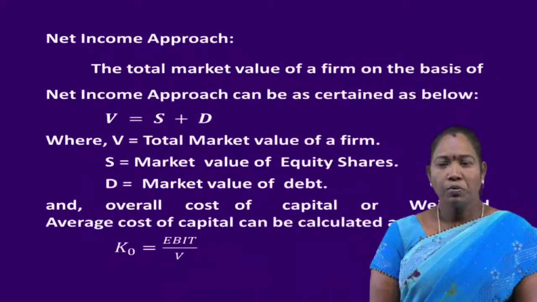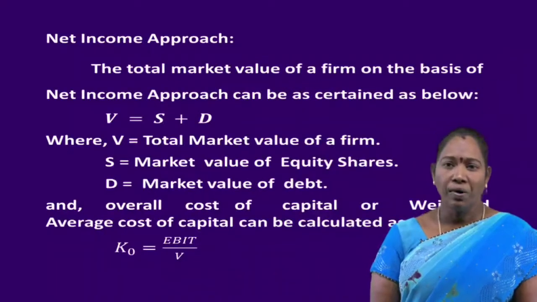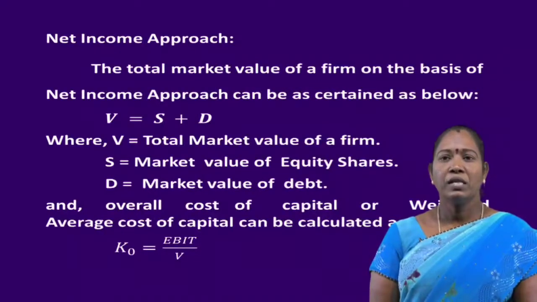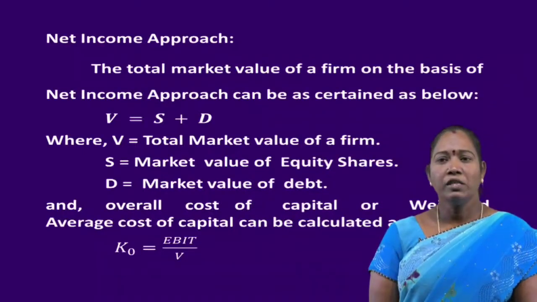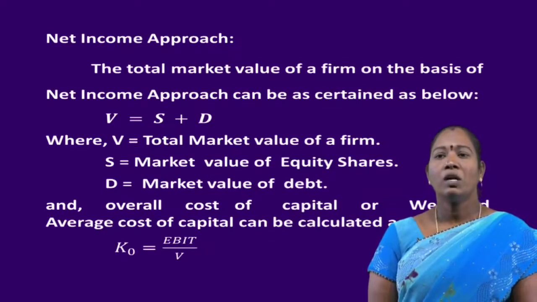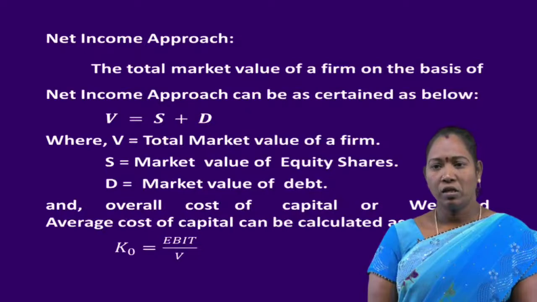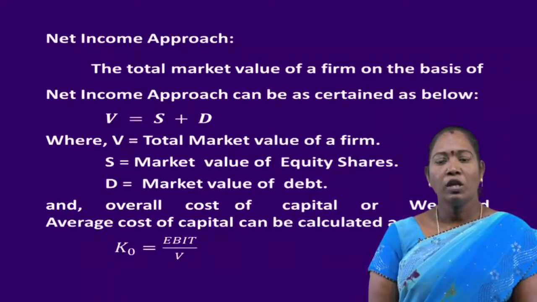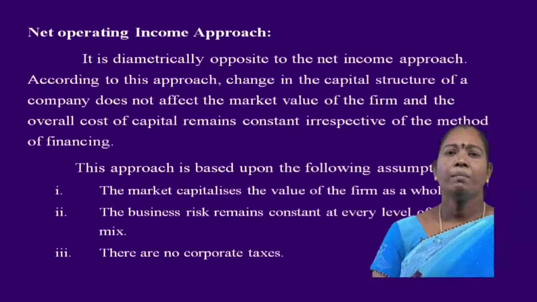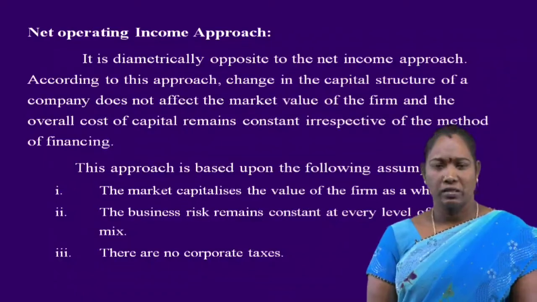Under the net income approach, we can calculate the value of the firm by this formula: V = S + D, where V is equal to total market value of a firm, S means market value of equity shares and D is equal to market value of debentures. And overall cost of capital or weighted average cost of capital can be calculated as KO = EBIT / V. EBIT means earnings before interest and tax.